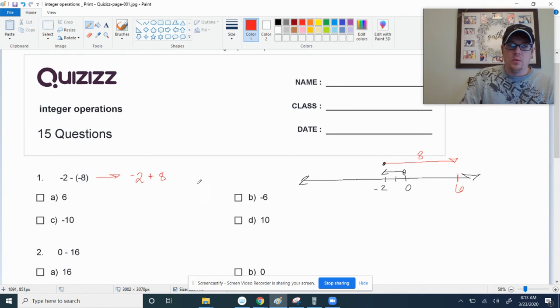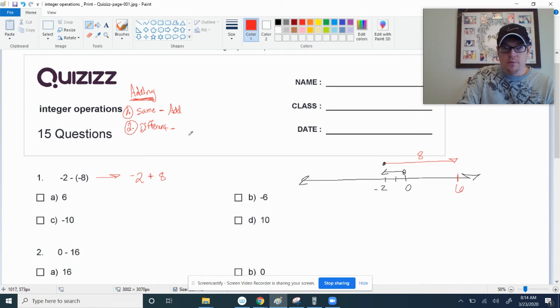All right. And the way that we think about these problems is when we're adding, and I'll write this at the top, and this might not be a bad thing to remember. When you're adding integers, we have two rules. Number one, if the signs are the same, so if this was a -2 and a -8, then we would add the absolute values. And number two, if the signs are different, like they are right here, a negative and a positive, then we subtract their absolute values. You think of 8 minus 2, which gives us our 6.